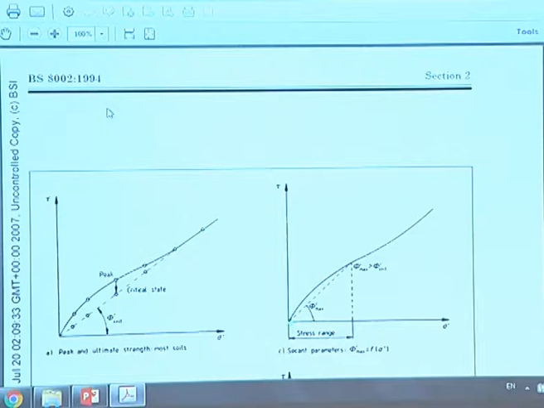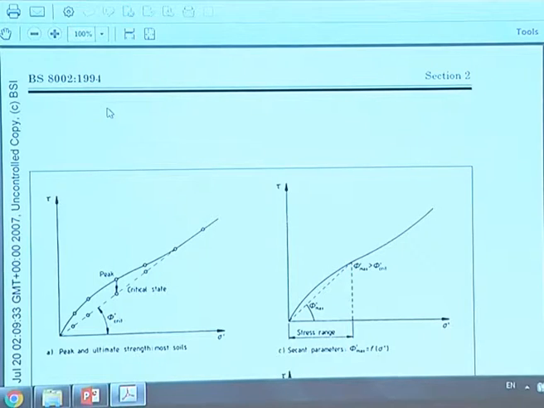Then you get a cohesion intercept, a non-zero intercept. Agree? Now, what they say is this. Don't do this. You do this. You take a point where you think encompasses your stress range of interest, of your design, and you just pass the line here from the origin to this point. That is the peak angle of friction.